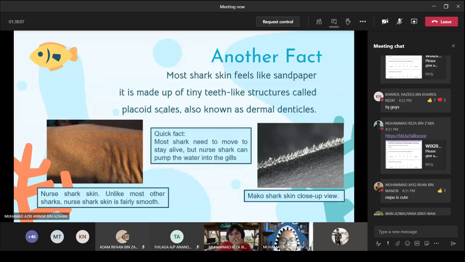This is another quick shark fact. Most sharks need to move to stay alive, but nurse sharks can pump water into their gills. Unlike other fish, most sharks need to move because they don't have a pump to let the water go through their gills. So if they don't move, they will die.